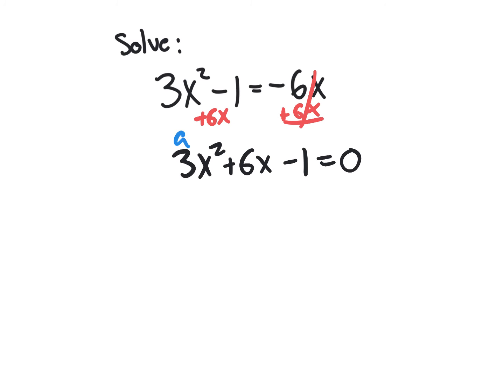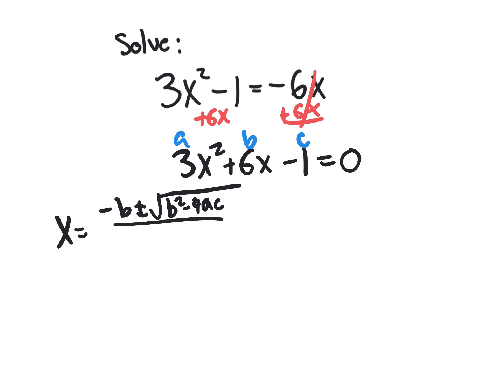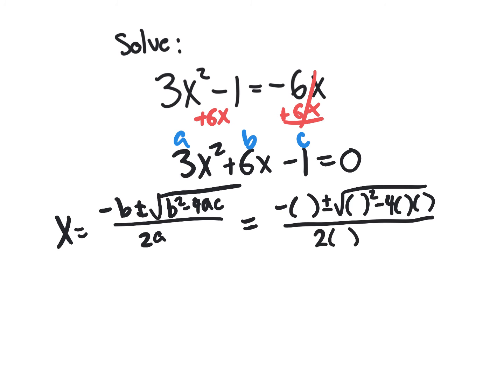So we're going to identify a, b, and c, and we're going to use the quadratic formula: x equals negative b plus or minus the square root of b squared minus 4 times a times c, all divided by 2 times a. And of course, when we use the quadratic formula, it would be great to rewrite it with parentheses. And let's plug in our b value of 6 right there and right there. Let's plug in our a value of 3 right there and right there. And let's plug in our c value of negative 1 right there.